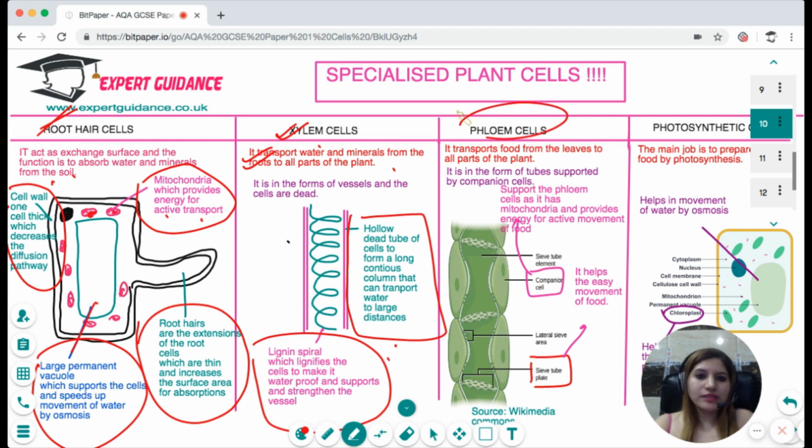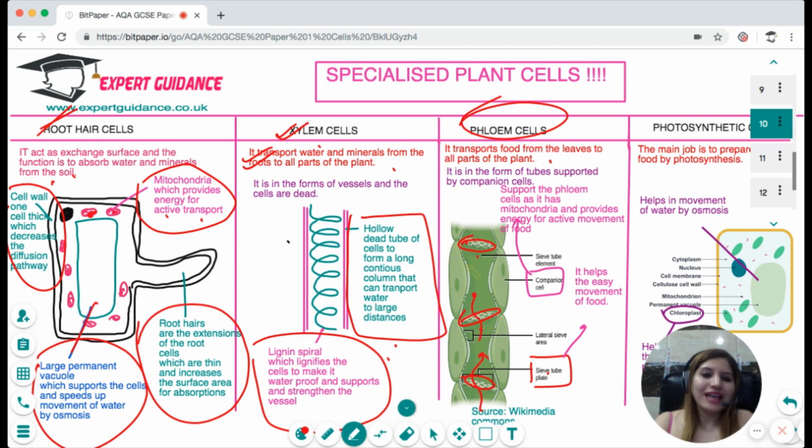The phloem cell is again a transporting tissue, but its function is to transport food from the leaf to all parts of the plant. Now, the phloem has lost the majority of the cell content so that it can have more room for the food. So it is in the form of the sieve tube, and the cells which are at the end of the sieve tube are broken to form a sieve plate so that the food can easily percolate.